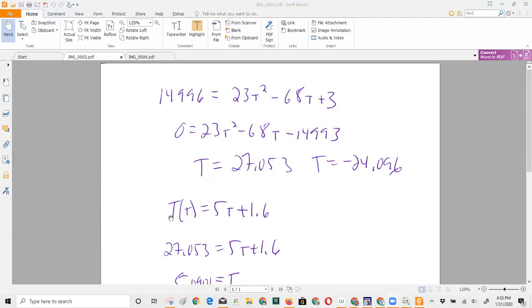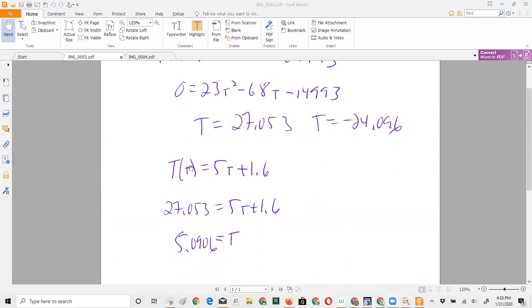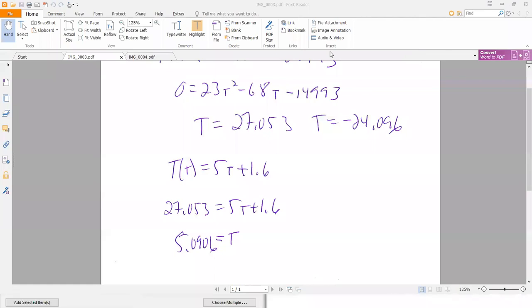So I took that temperature formula and replaced the t with that answer, and then I subtracted 1.6, I divided by 5, and I entered that in. And of course, let me stop the share and come back to MyOpenMath.